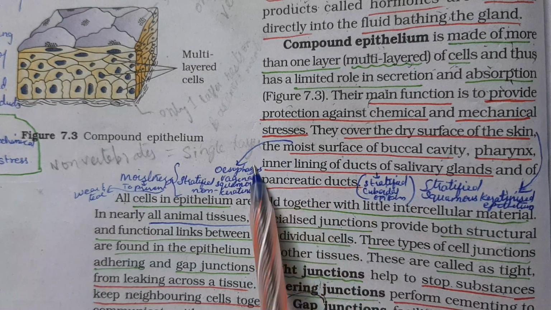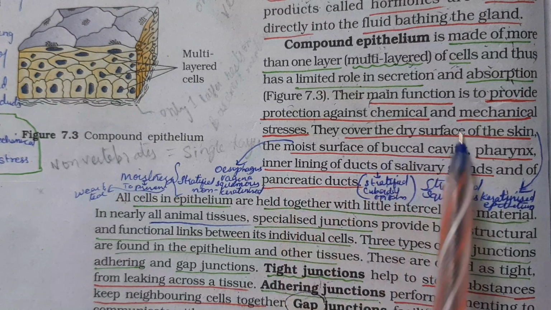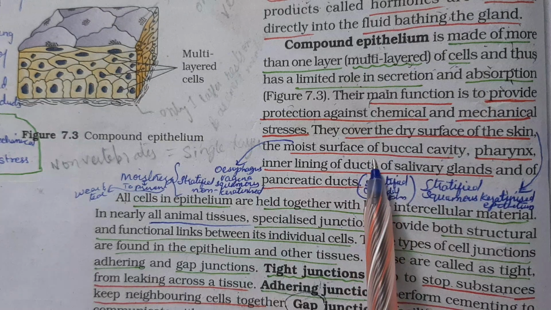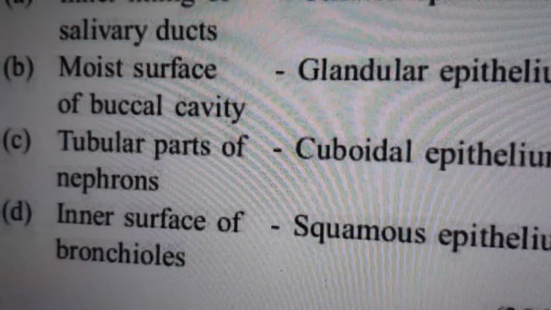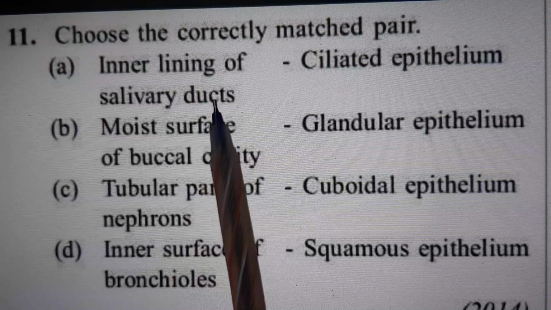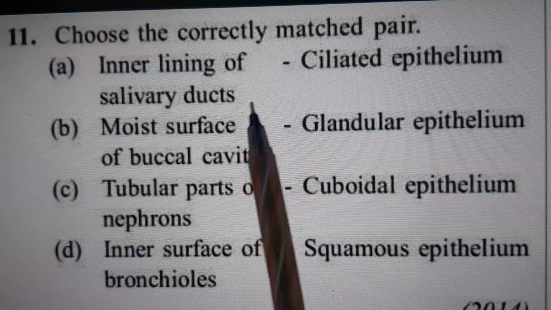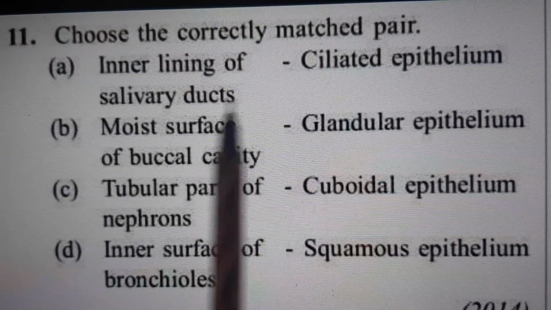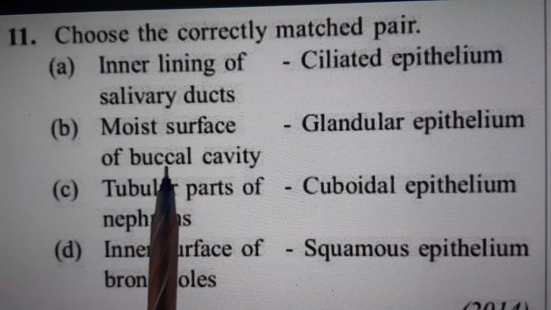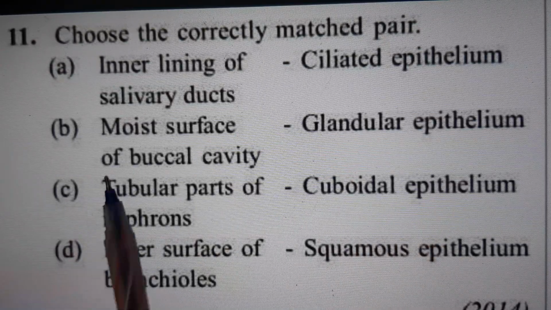So, we have seen that the inner lining of ducts of salivary glands as well as the moist surface of buccal cavity, both of these contain compound epithelium. When we look at the question, it says inner lining of salivary ducts, ciliated epithelium. No, this is wrong. Inner lining of salivary ducts, it should be compound epithelium. So option A cannot be correct. Second, we have moist surface of buccal cavity. This is also compound epithelium. So glandular epithelium, this is not correct.